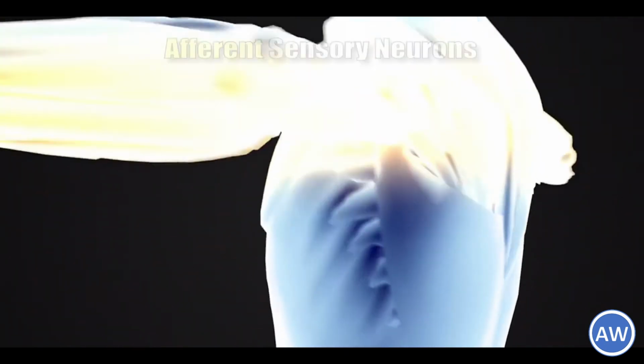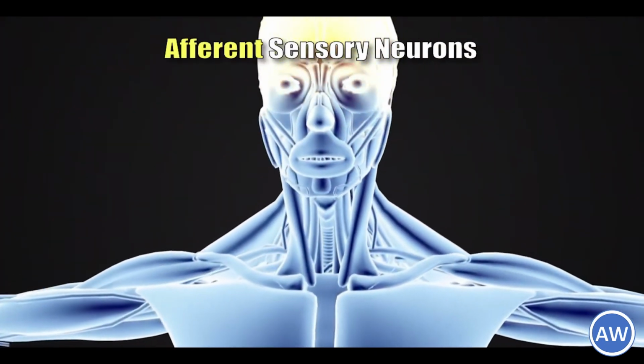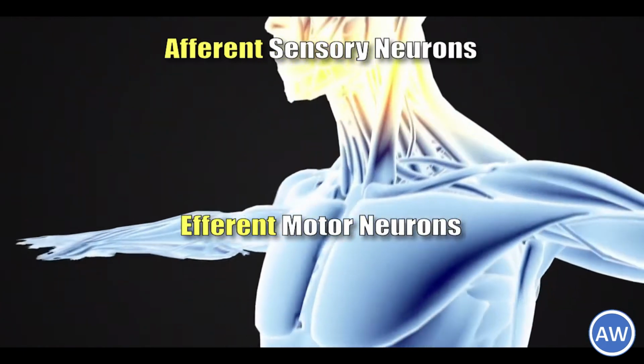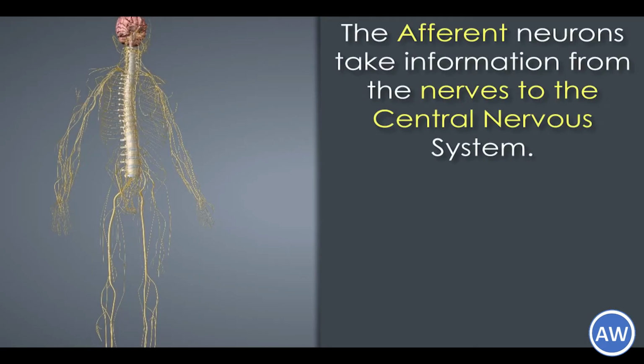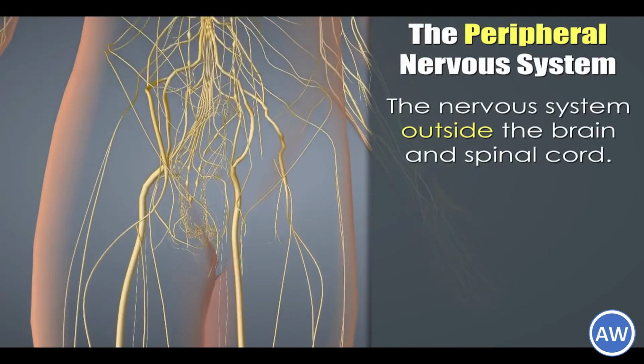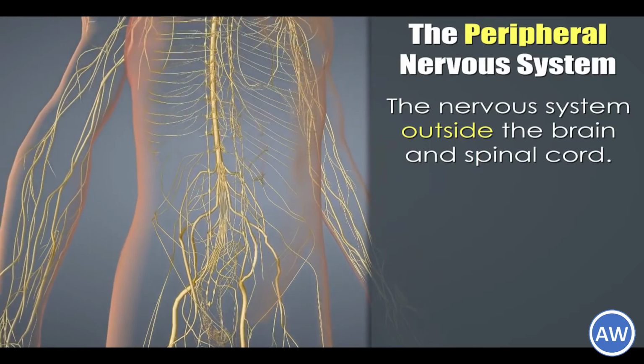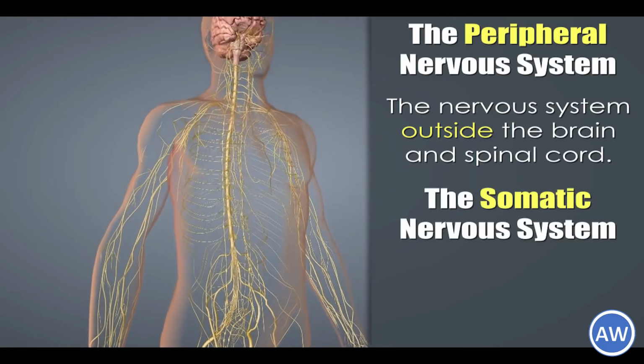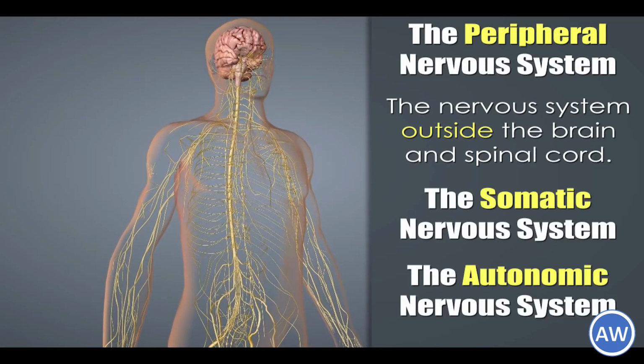Functionally, the nervous system can be divided into two parts: the afferent division and the efferent division. The afferent division brings sensory information to the central nervous system, whereas the efferent division carries motor commands to the muscles and the glands.